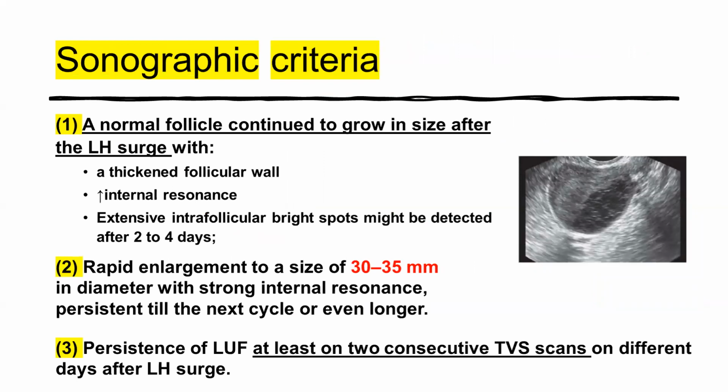If you do ultrasound, you will find the normal follicle continues to grow in size after the LH surge with a thick wall, increased internal resonance, and extensive intrafollicular bright spots that may be detected after 2 to 3 or 4 days. This is the first step. The second step is progressive enlargement of this unruptured follicle to 30 to 35 millimeters in diameter with strong internal resonance, persisting till the next cycle or even longer.